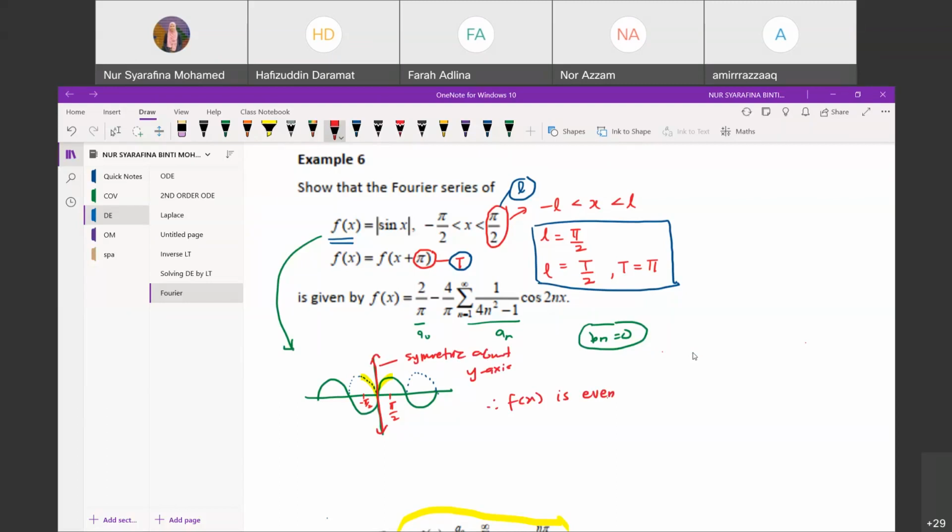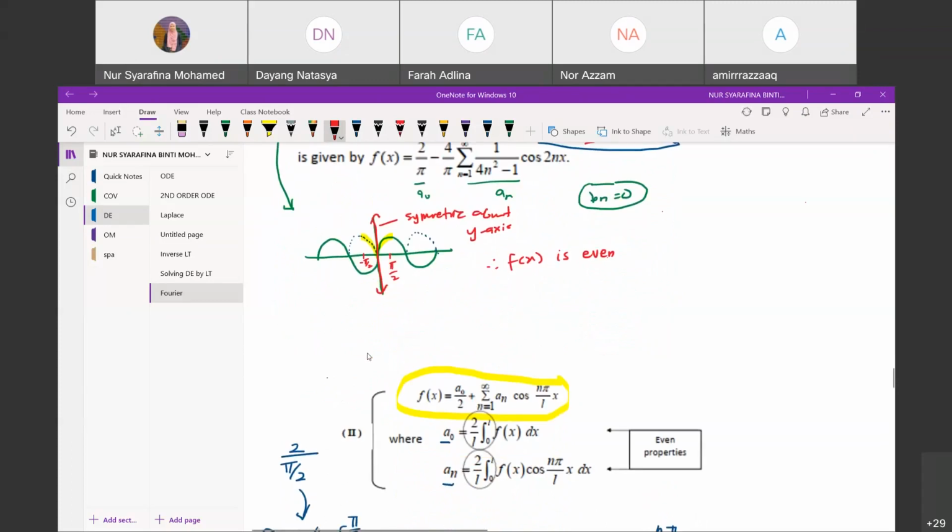When your function is even, you consider the second formula where you only have to find A naught and An, where Bn is 0. Is that clear? So before you proceed with finding the Fourier series, you find your L, identify your T, and then determine the type of function. Then you can decide which formula you want to use. Of course, for this f(x), you have to use the second formula. Is that clear?